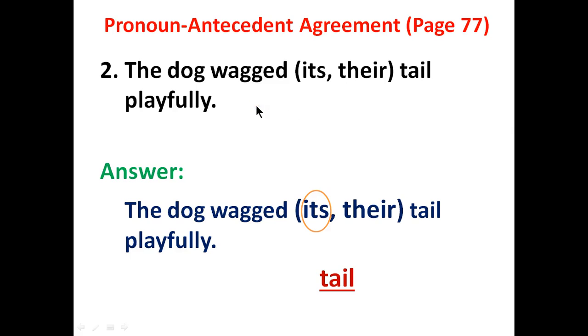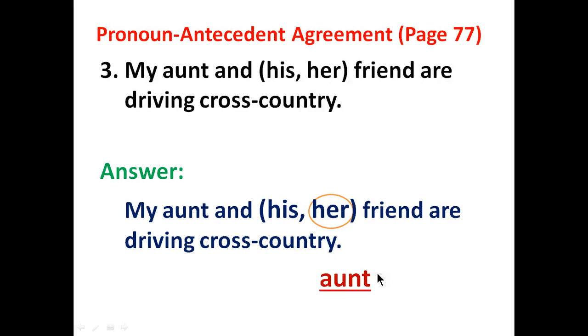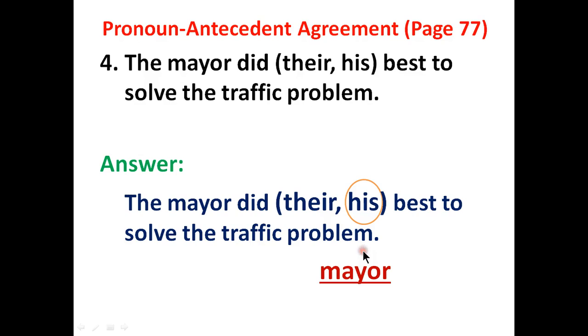Number 2. The dog wagged its tail playfully. You will circle its and write tail on the line. Number 3. My aunt and her friend are driving cross country. Her is a suitable pronoun to describe aunt since aunt is a female character. Aunt will be written on the line.